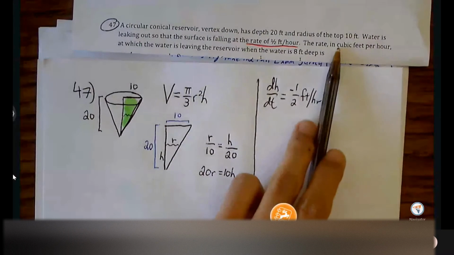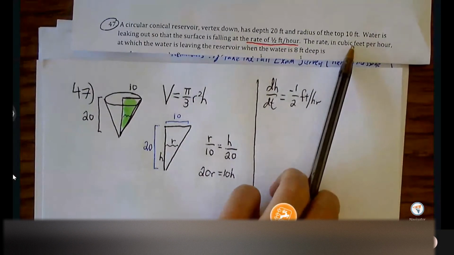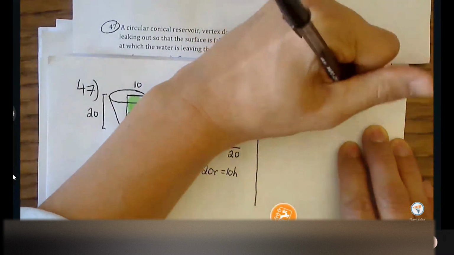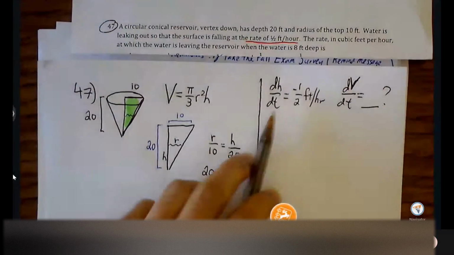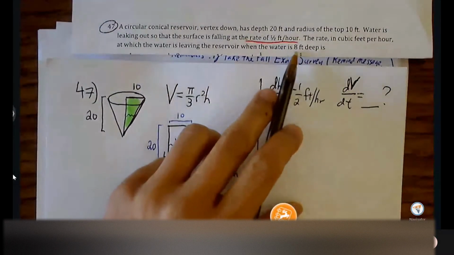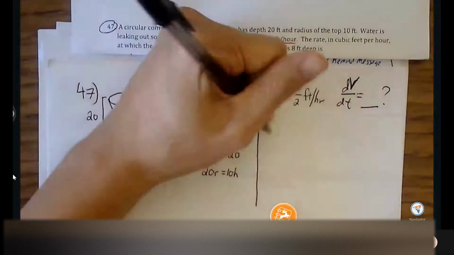The rate in cubic feet per minute at which the water is leaving, so we're looking for something in terms of cubic feet per hour. We know that must be dV/dt, right? That's our goal here. When the water is 8 feet deep. That's just what? Height.